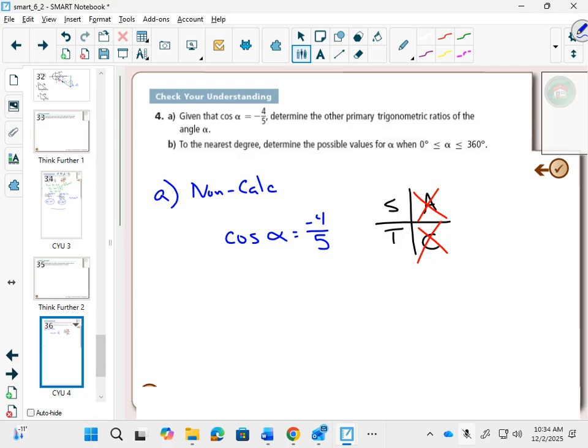So quadrant 2 and quadrant 3. So you could draw a picture. You know it could be in quadrant 2, and you know it could be in quadrant 3. We know that this is our reference angle here, and this is our reference angle there.